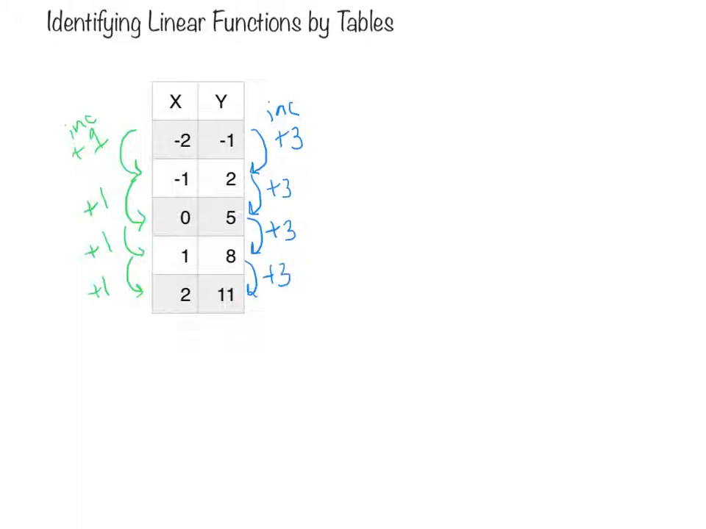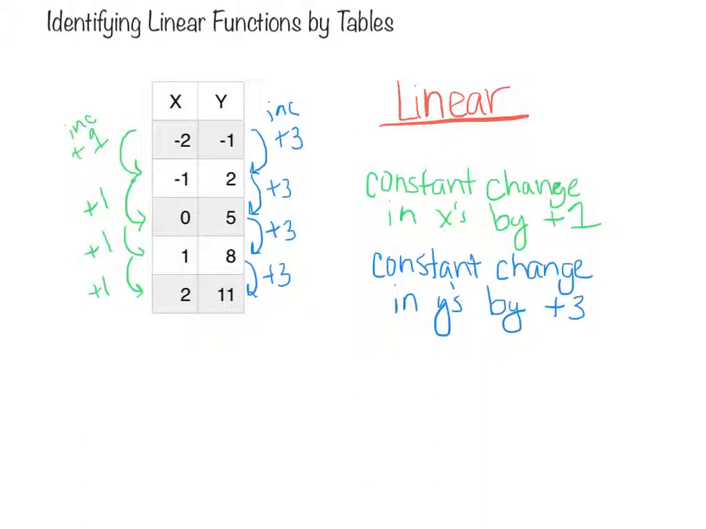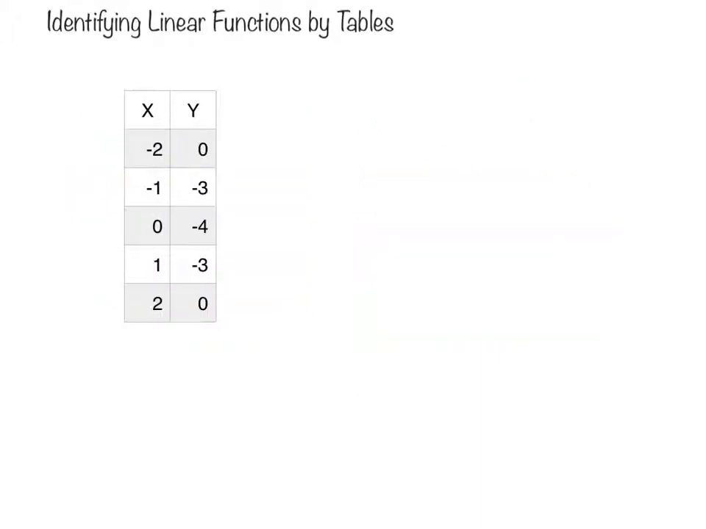So this one is a linear function because the x's have a constant change by the unit +1, and the y values have a constant change by the unit +3. So this is a linear function. Okay, let's look at another example. Okay, so here's your table.